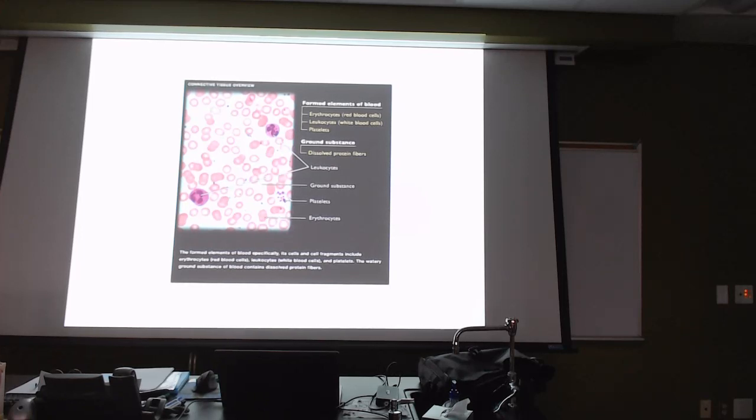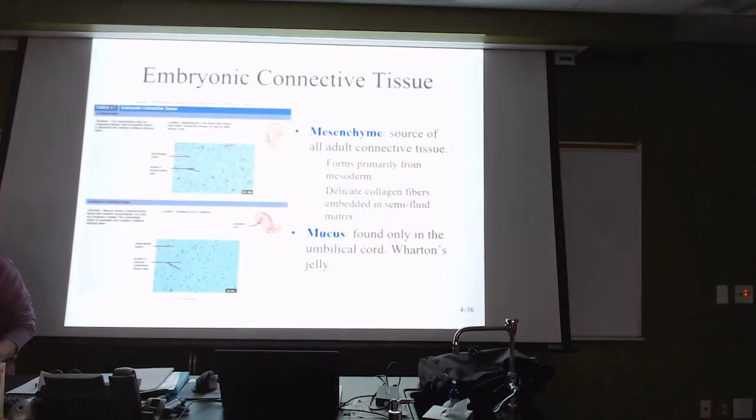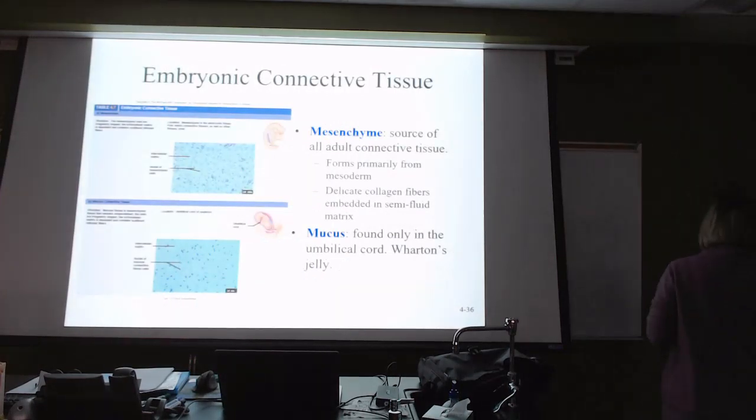All right, so our connective tissue. Connective tissue is diverse, abundant, and widely distributed. Looking at the first two mentioned, which were the mesenchyme and then the mucous.